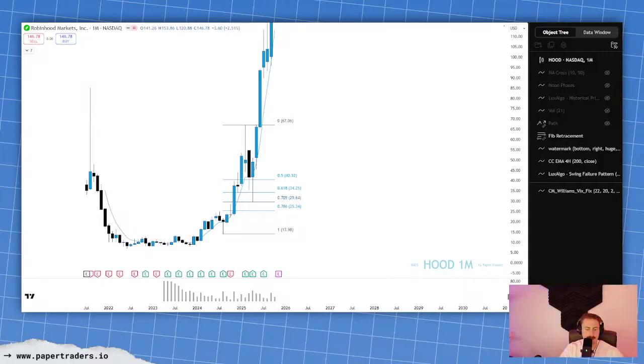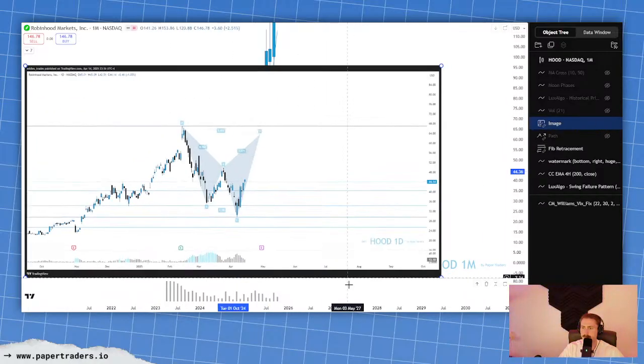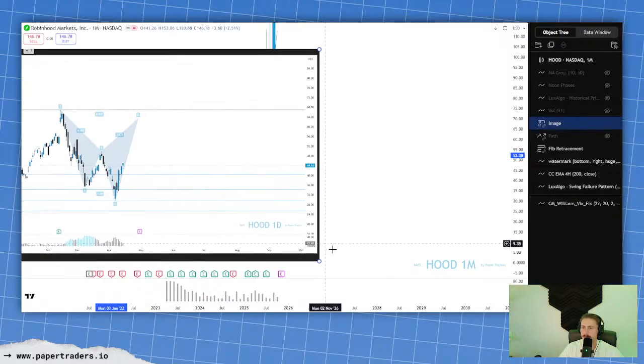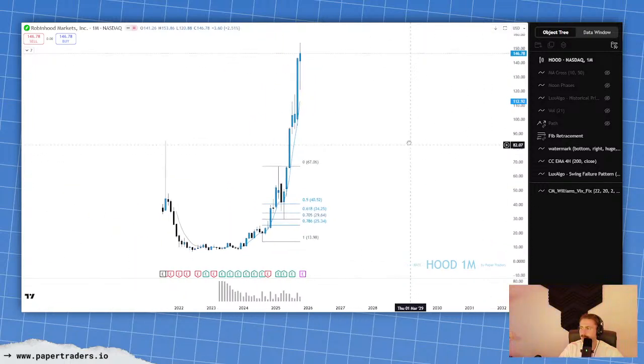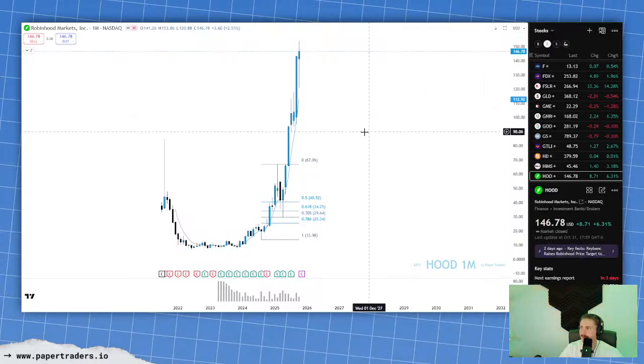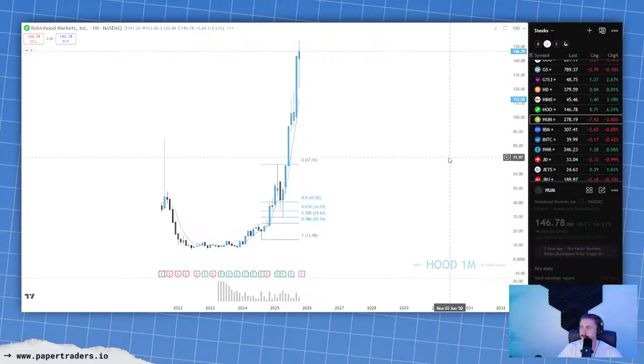Yeah, dude, we just outlined the low of HOOD right here back in April. Look at this. $44. 44 dollars over here on HOOD. That's insane. Now it's at 146. God, $100. Yeah.